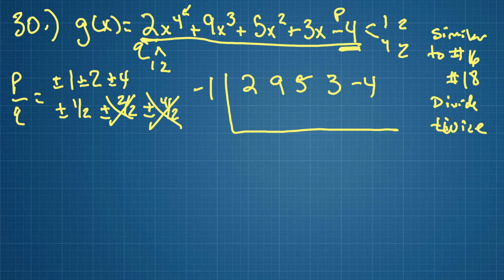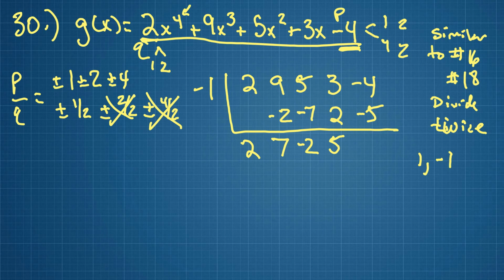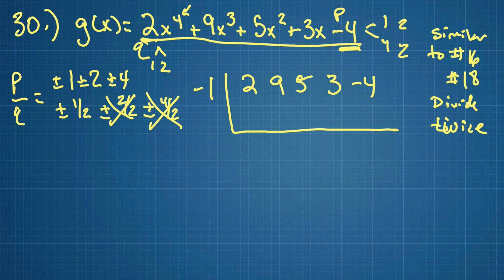So now I'm going to try negative 1. Drop down the 2. Negative 1 times 2 is negative 2. I get 7. Negative 7. I get negative 2. Positive 2. 5. Negative 5. No remainder. So 1's not going to work. Negative 1's not going to work. Just keeping a list of the things I've tried as I go. So negative 1 and 1 didn't work.